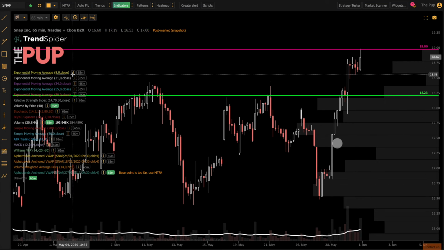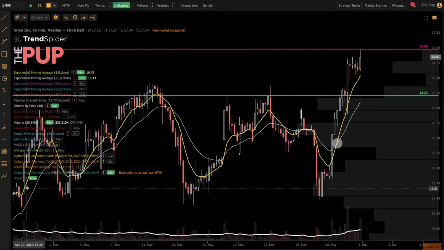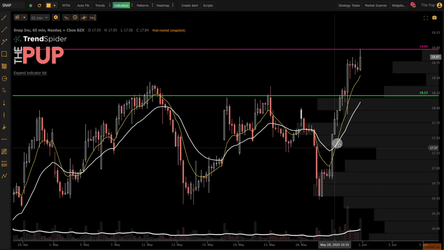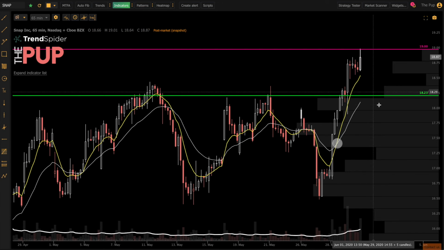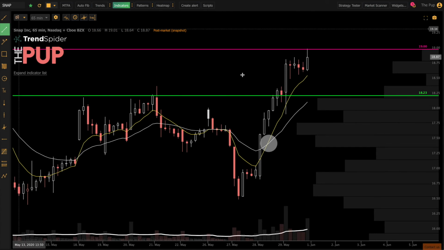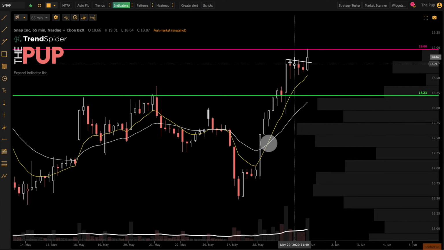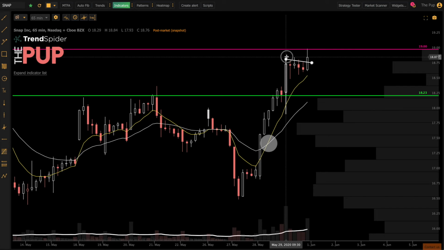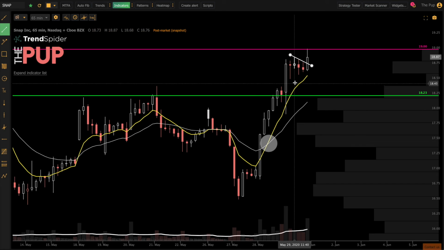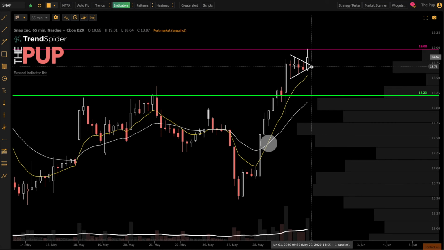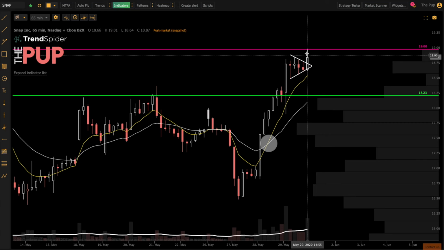So I'm going to turn on my 8 and 21 EMAs here. And so we had that crossover on the 28th. And then for this morning, we had this big candle, and then we formed a bit of a flag here. Let's zoom in, I could draw it out for you. And what happens with bull flags? Well, we usually break out.